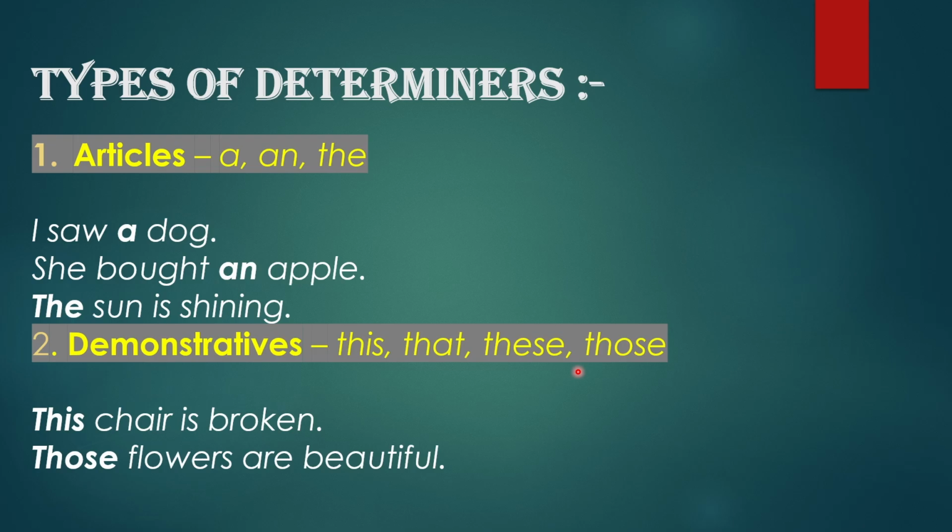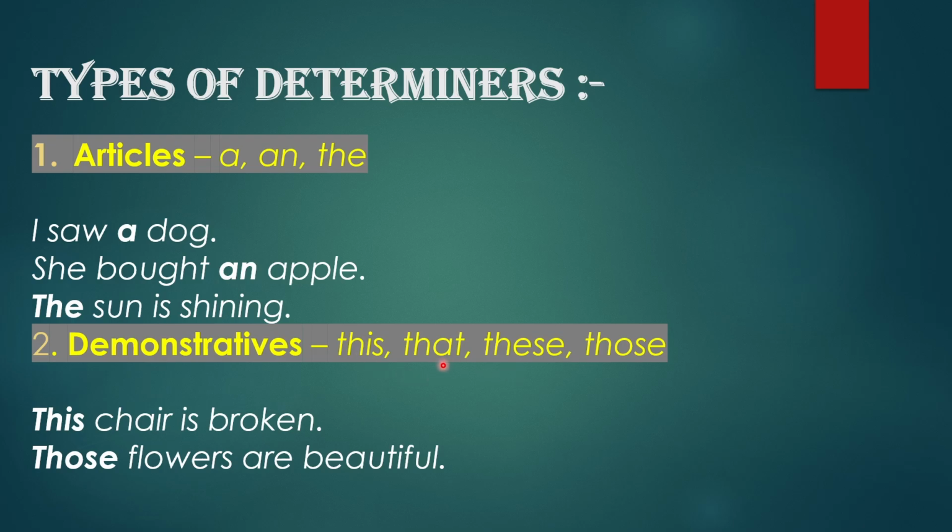Next determiner is demonstrative. Demonstrative determiners are this, that, these, those. This and these are used to refer to nouns that are near to the speaker, right? For example, this chair is broken. So this means the chair which is broken is near to the speaker. So this is for the nouns or things near to the speaker. This for one and these for many.